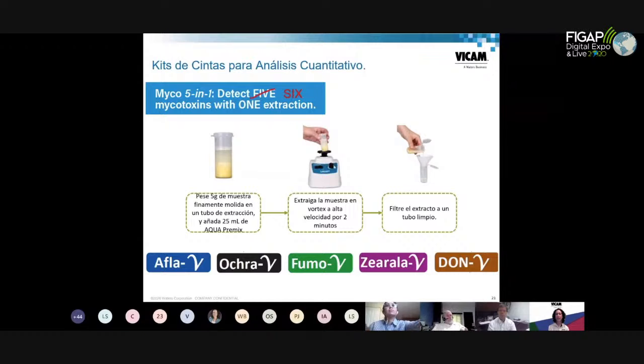So what you do is weigh 5 grams of sample, add 25 mils of aqua premix, vortex, and filter the sample.